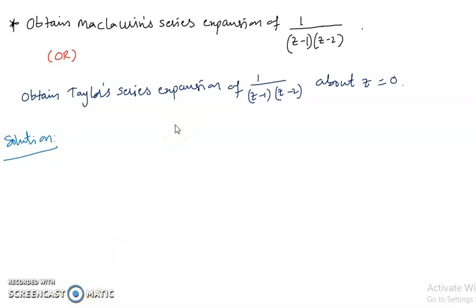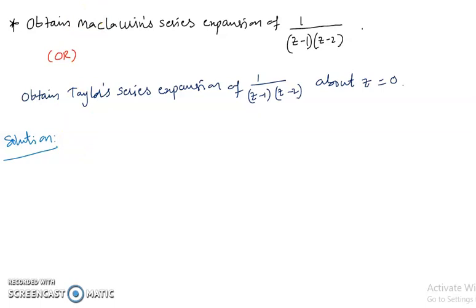In this problem, we have to obtain the Maclaurin series expansion of the given function. We can also write the same question like this: obtain the Taylor series expansion of the given function about z equal to 0. Taylor series expansion of the function about z equal to 0 is called Maclaurin series expansion. Now we find the Maclaurin series expansion of the function, that is, the Taylor series expansion about z equal to 0.